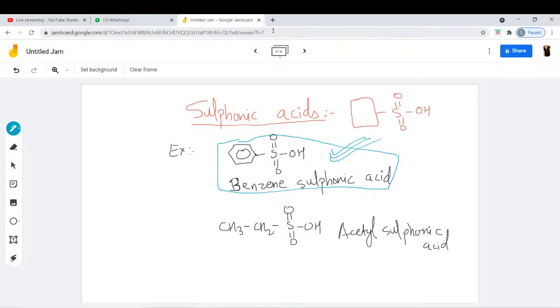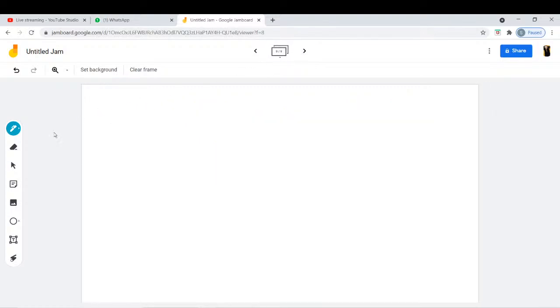Next, let's talk about the nomenclature of alkenes, alkynes, alkanes. Alkanes do not have any functional group. These are the straight chain alkanes. If you talk about the alkenes, alkenes are also called olefins. OLEFINS. Alkenes are also called olefins.